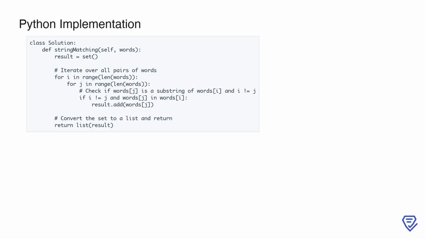The time complexity is O(n² * k), where n is the number of words in the list, and k is the average length of the words, as substring checks are performed for each pair of strings. The space complexity is O(u), where u is the number of unique substrings stored in the result set.